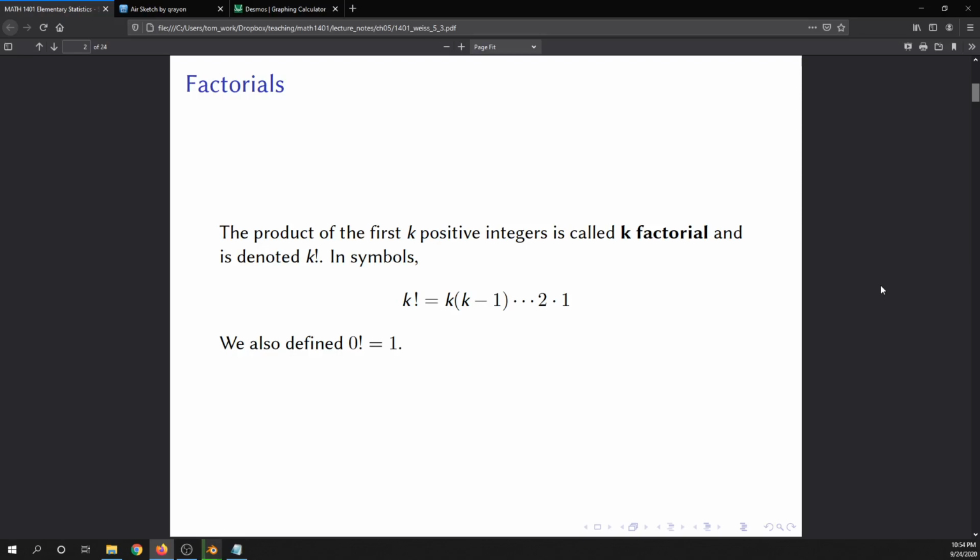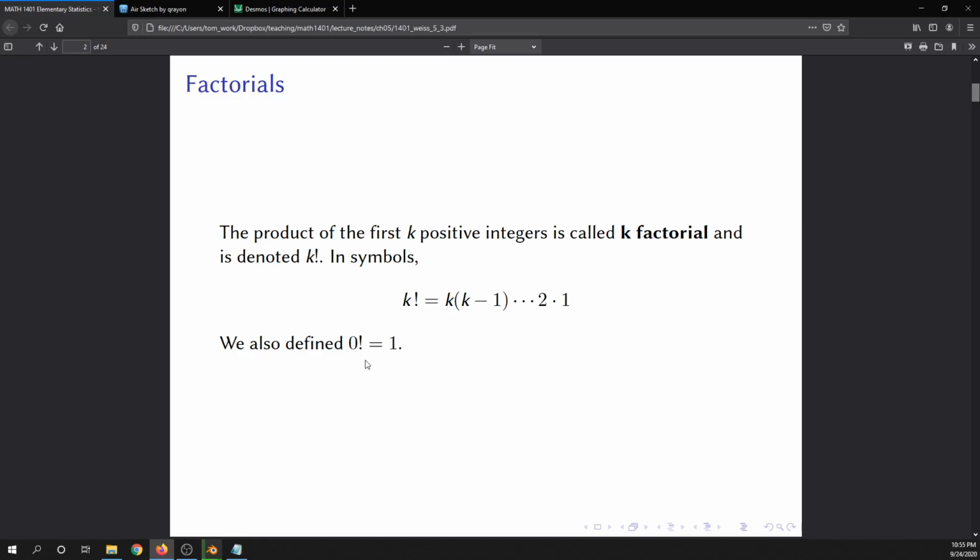And so, the factorial of a positive integer is denoted by that number with an exclamation point, and it is the product, the multiplication of the first k positive integers. Okay, so here's the formula for it. Whatever k is, you just multiply all the numbers together all the way down to 1. Also, 0 factorial is defined to be 1.